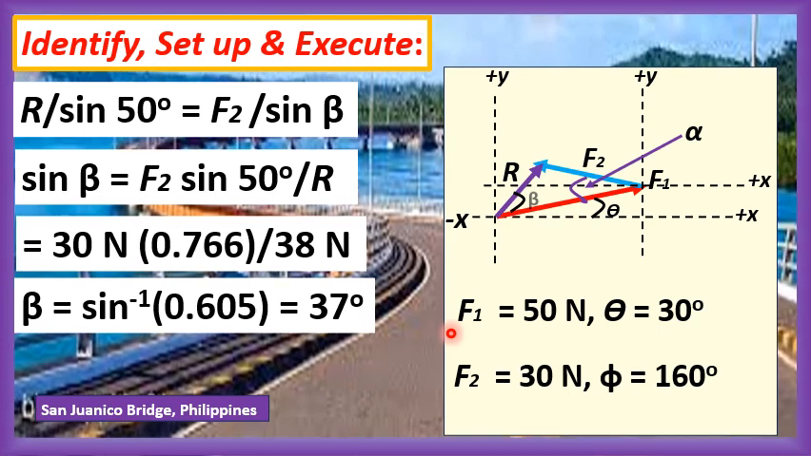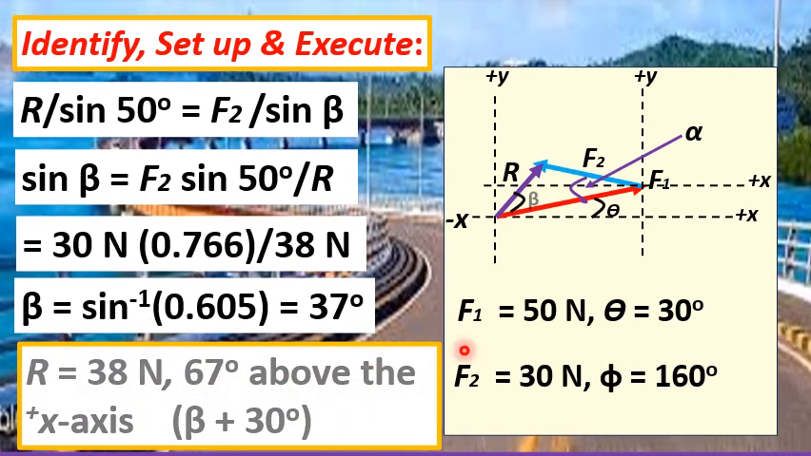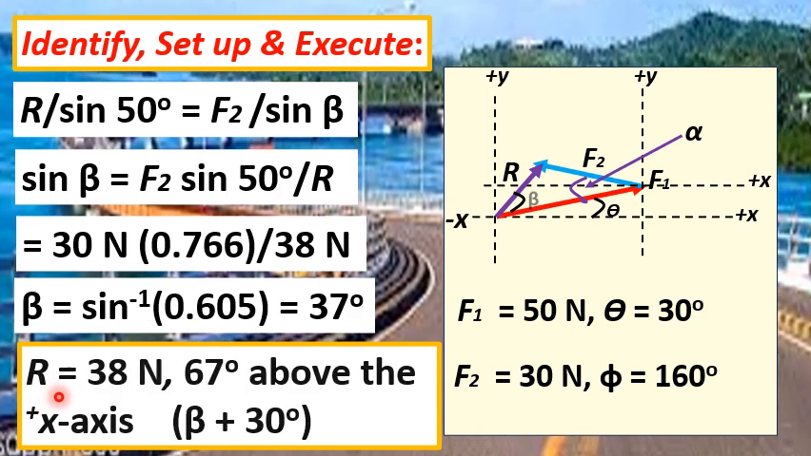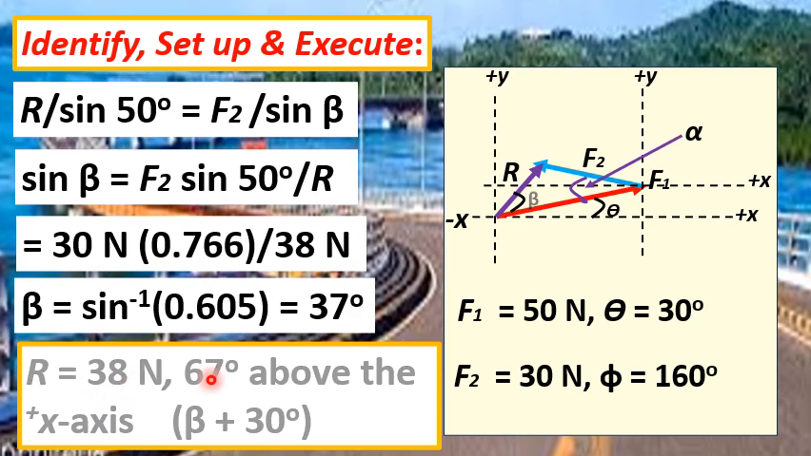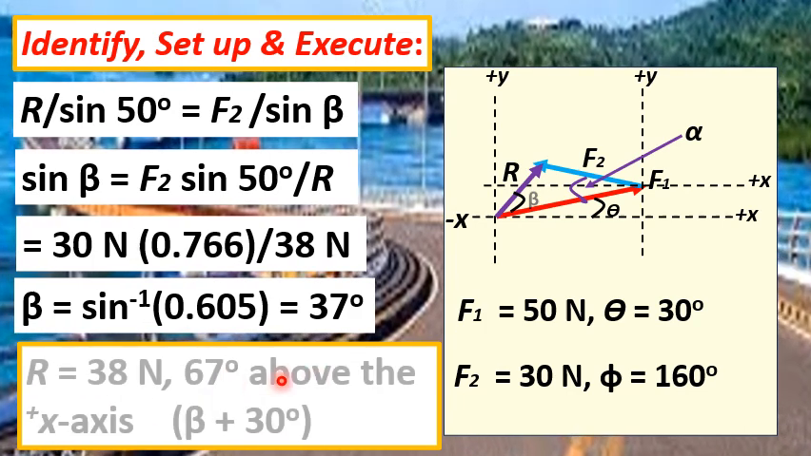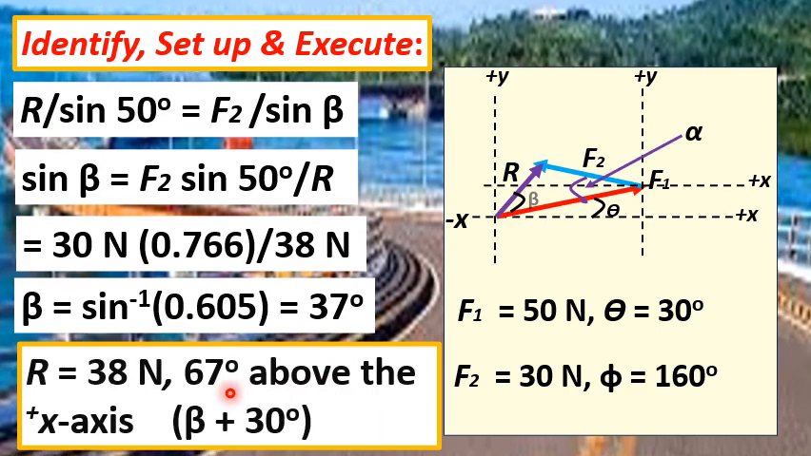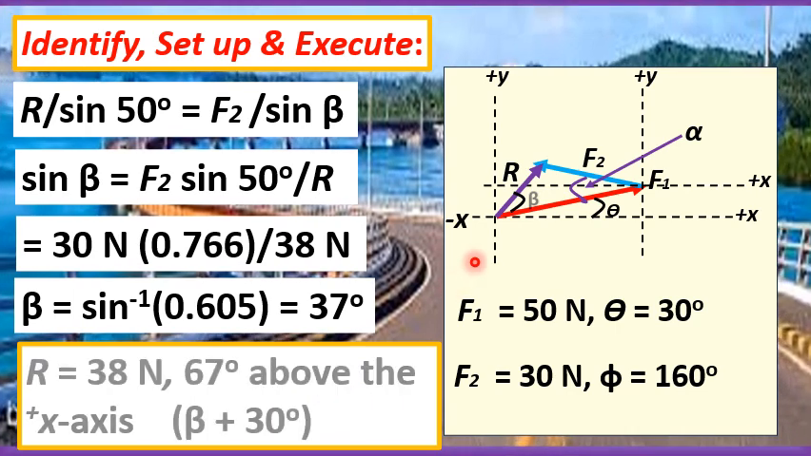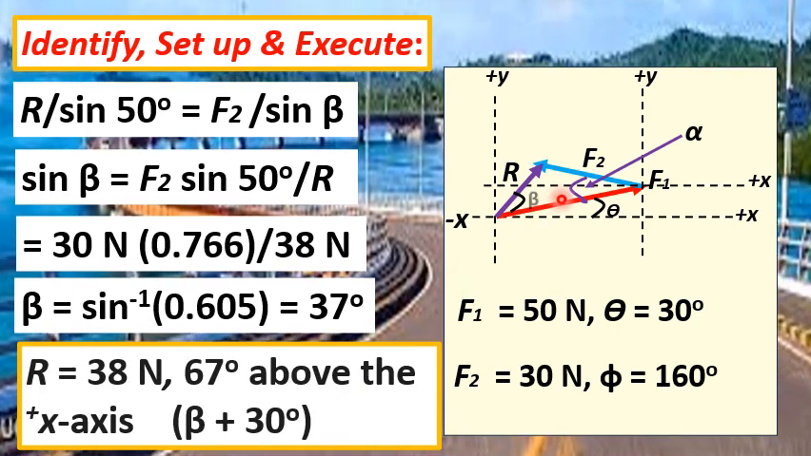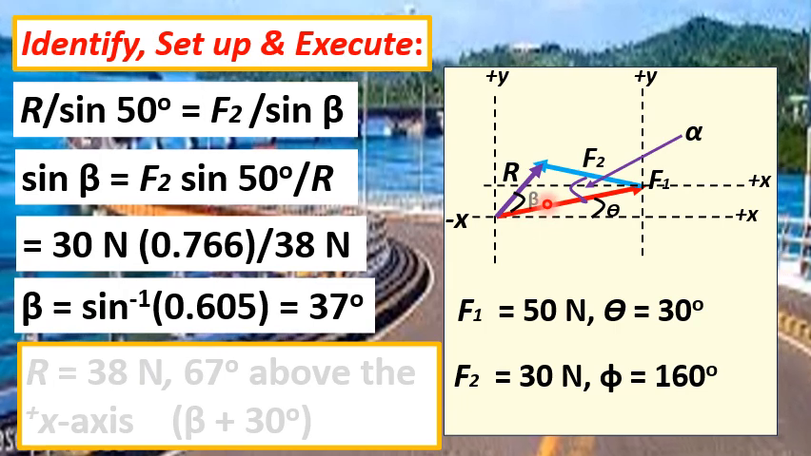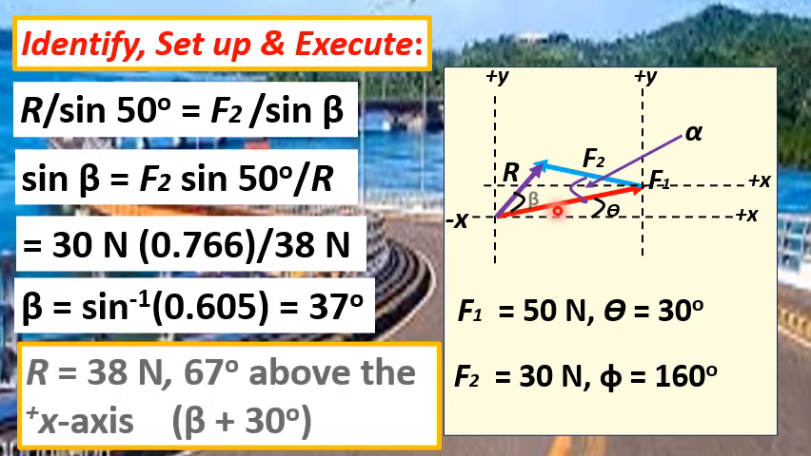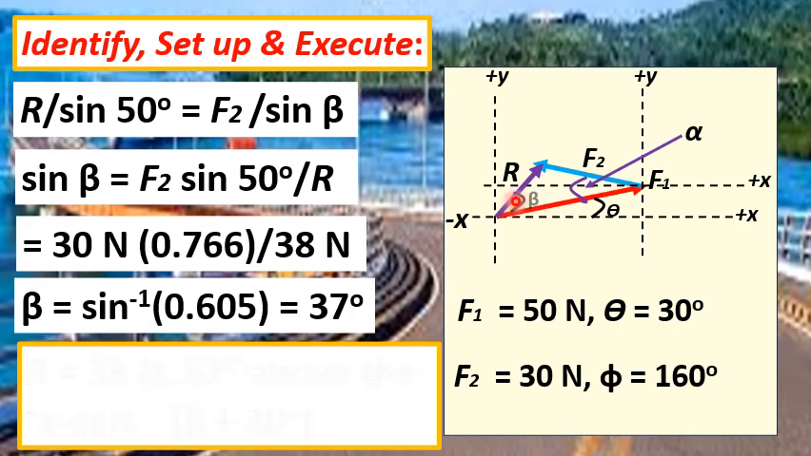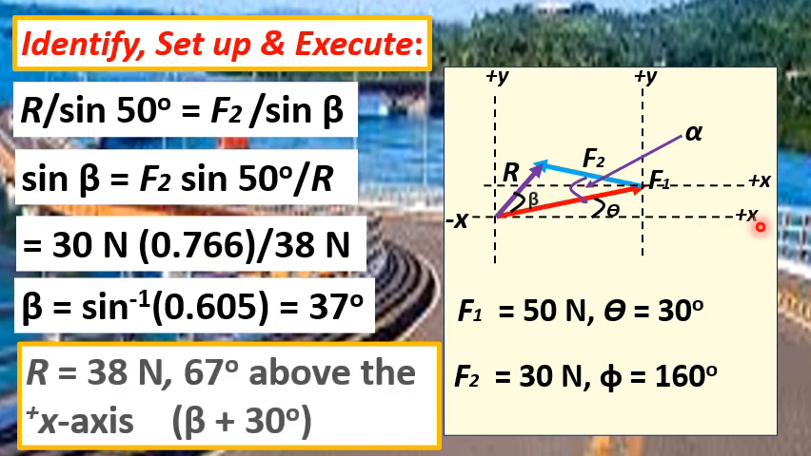Therefore, our final answer: we have a resultant force, big R, with a magnitude of 38 newtons, and whose direction is 67 degrees above the positive x-axis, right? Because, going back to our diagram, it is more appropriate to use an angle formed by the resultant force big R with respect to the positive x-axis, right?